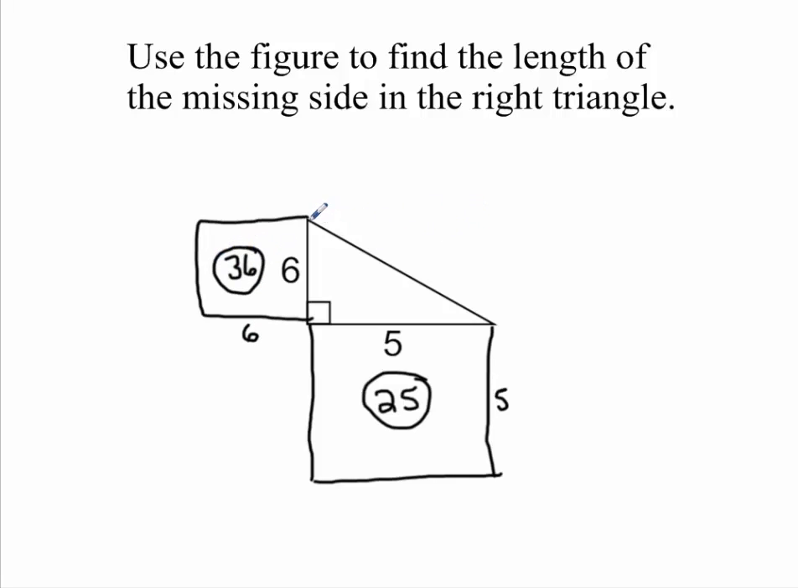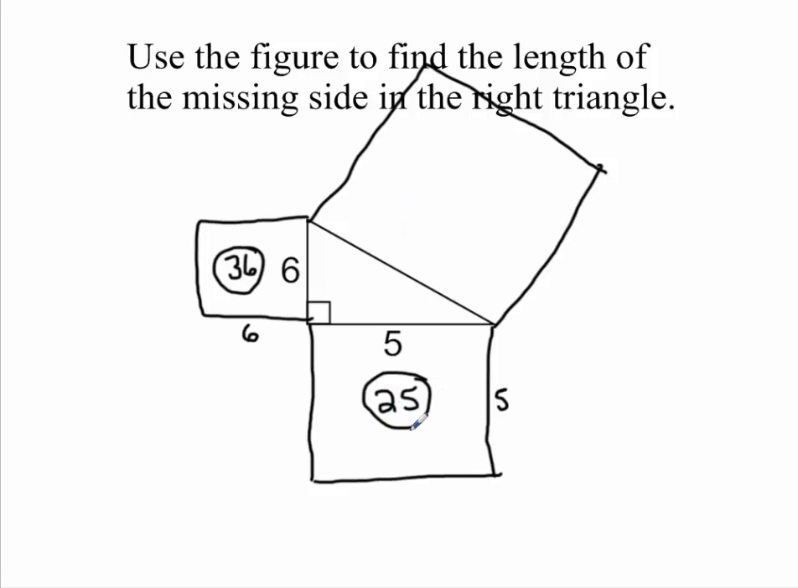And then lastly, we're going to take the hypotenuse and create a square that comes off of that side as well. And I don't know what the length of this side is, so I don't know what the area is. But this is how the Pythagorean theorem comes into play.